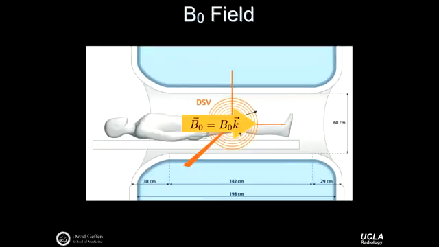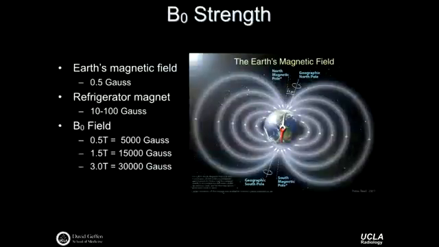We'll get to that later. But right now, we'll talk about the laboratory frame. We're standing next to the scanner, mathematically trying to describe the behavior of the spin system. In either case, it turns out the external B0 field is just B0 along the K direction.